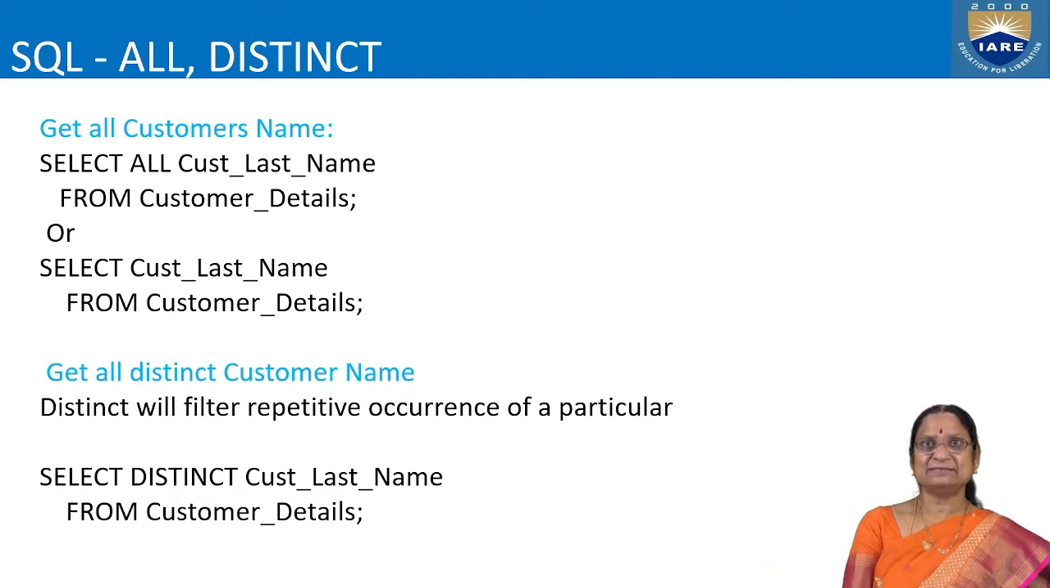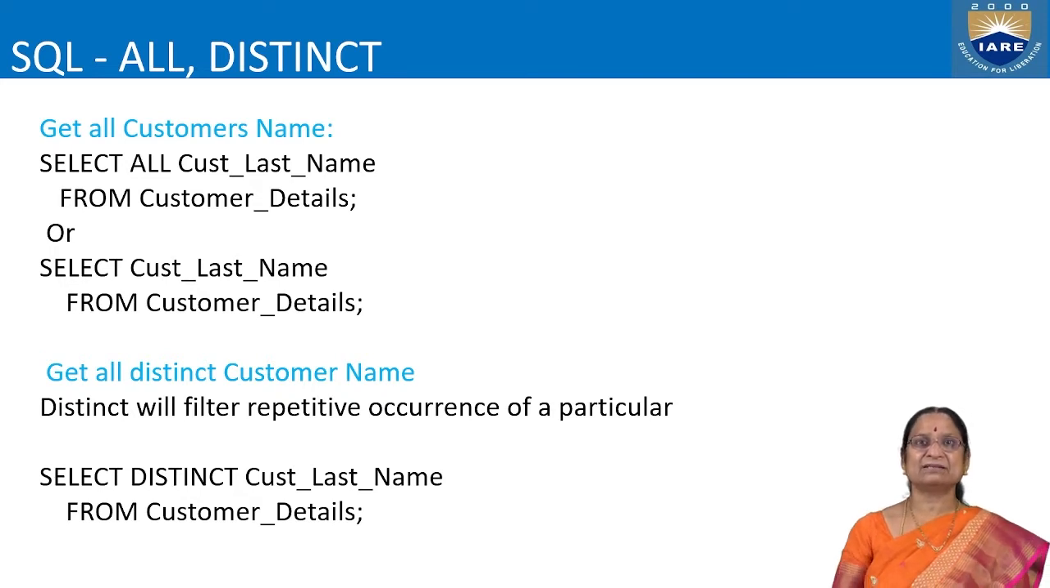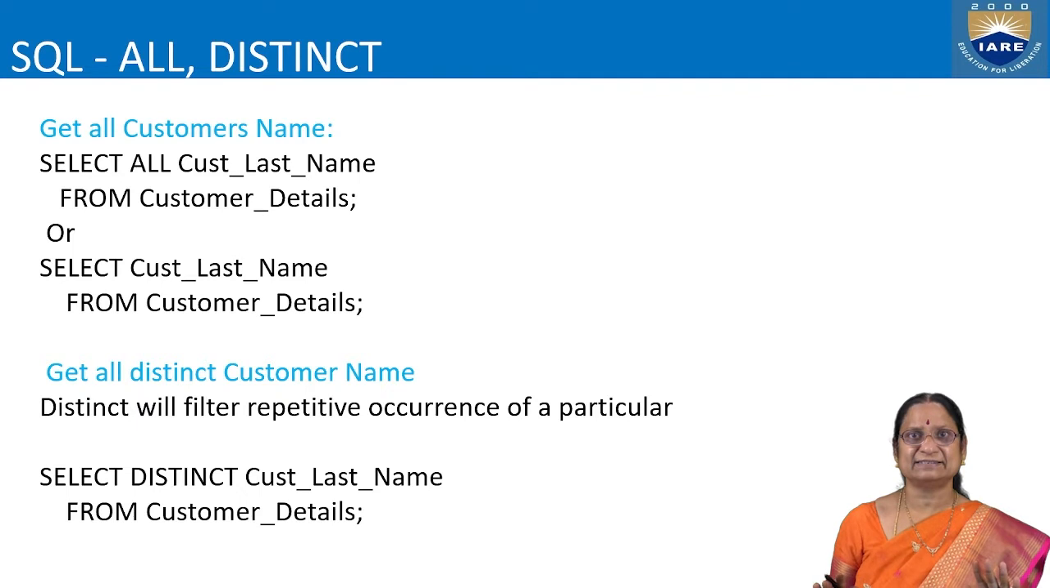And while displaying this data, ALL and DISTINCT are there. By default, it is ALL. That is, any duplicate rows are also displayed. By default, duplicates are not eliminated. For example, SELECT ALL customer last name FROM customer details or SELECT customer last name FROM customer details, both are one and the same.